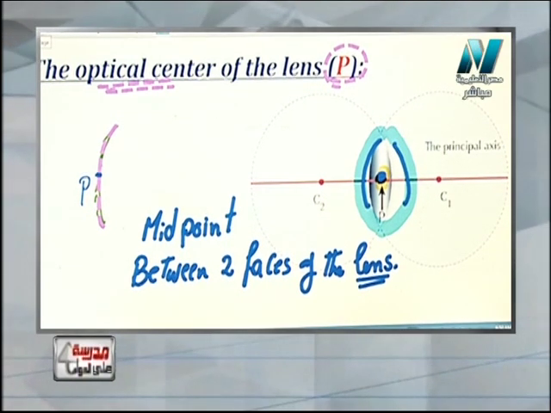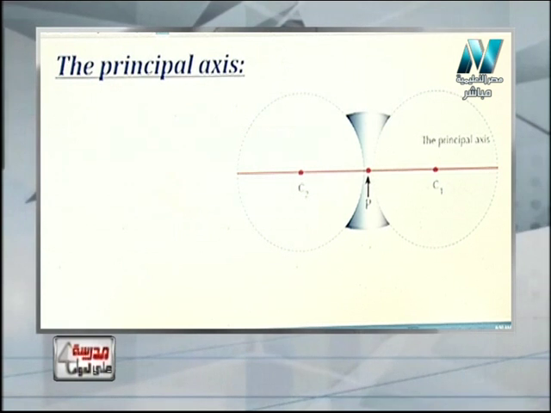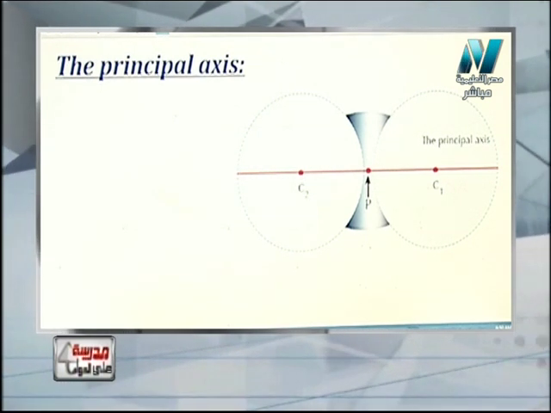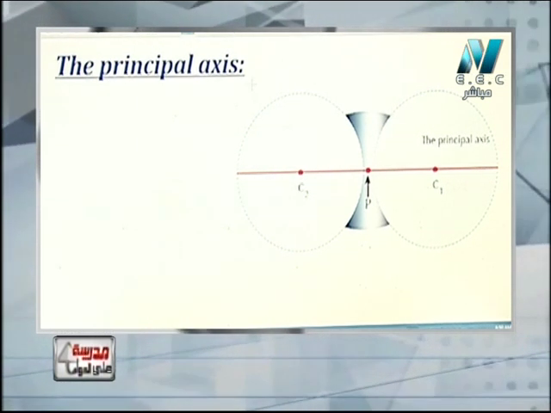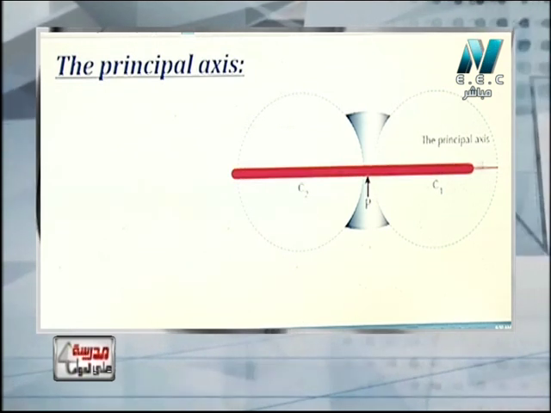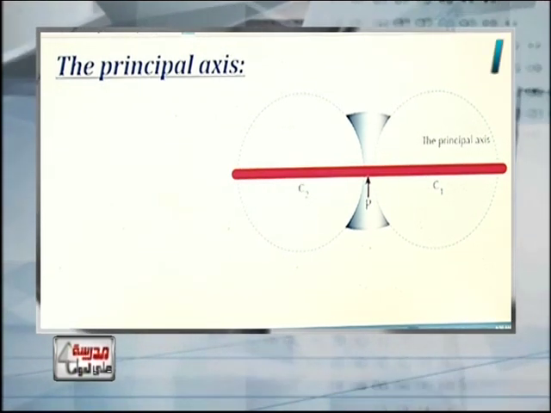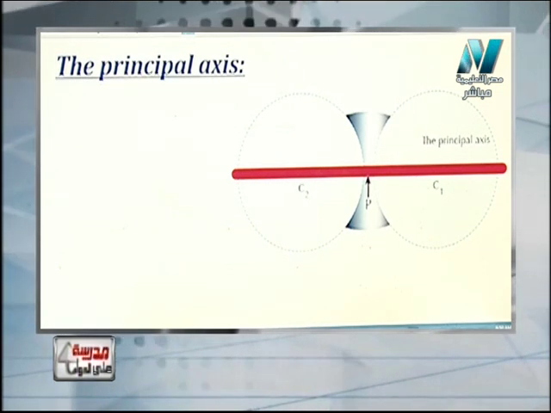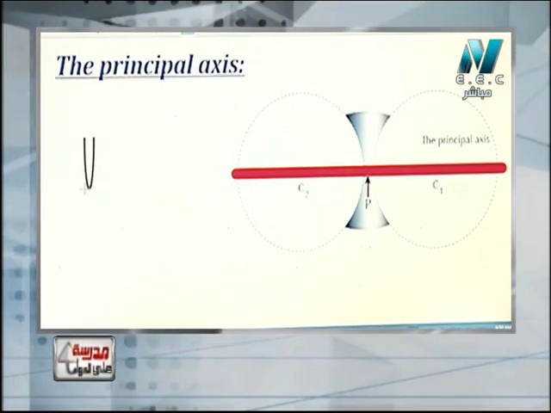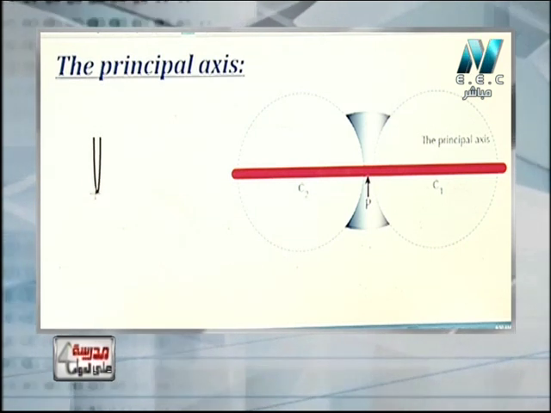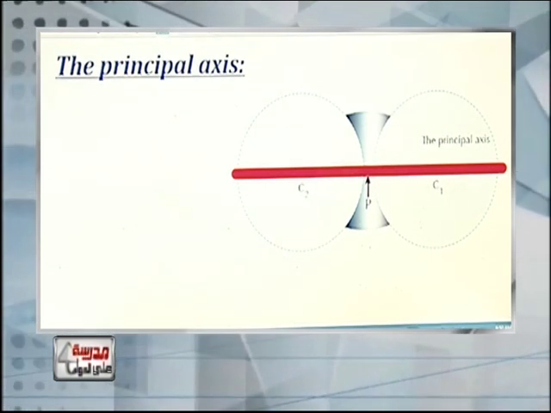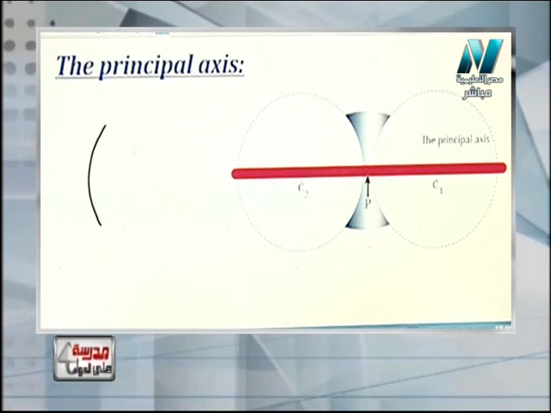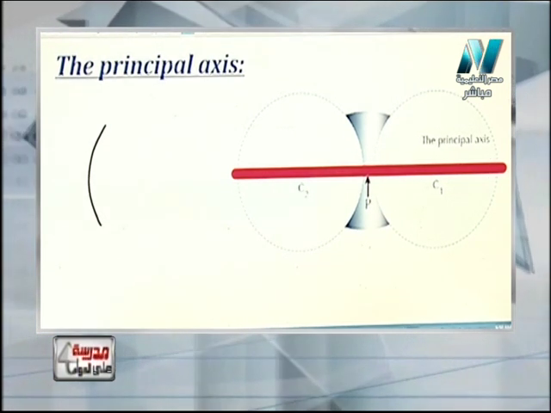As concave or convex. We have here the principal axis. As we see here, this straight line is called the principal axis. So, principal axis of the mirror. If you want to remember the principal axis of what? Of the mirror, the spherical mirror.